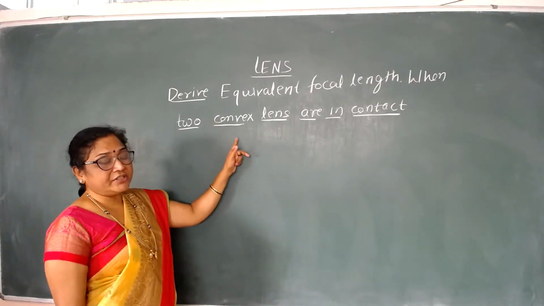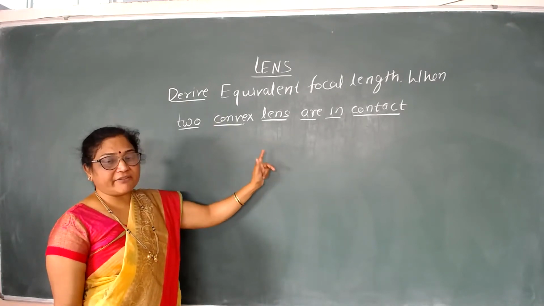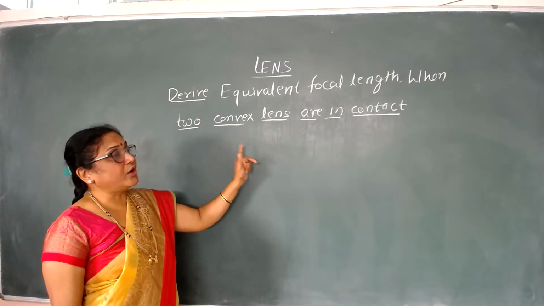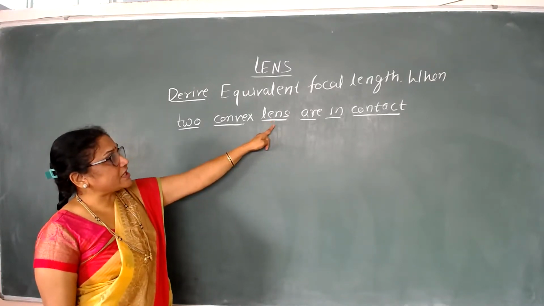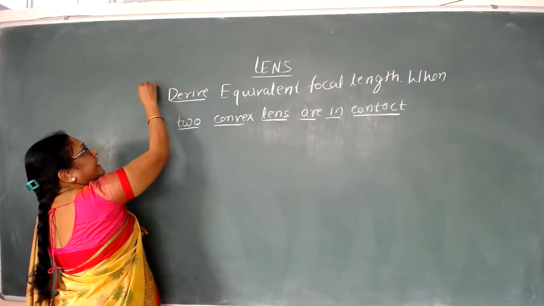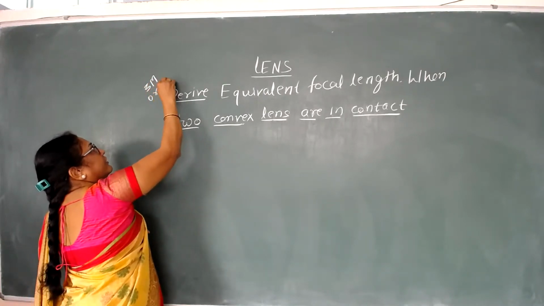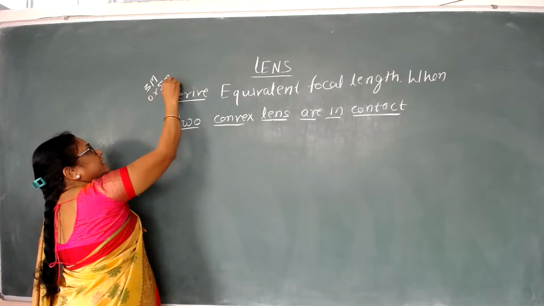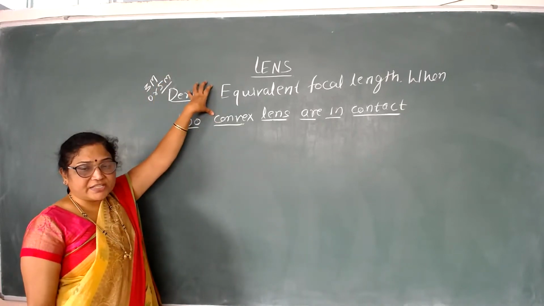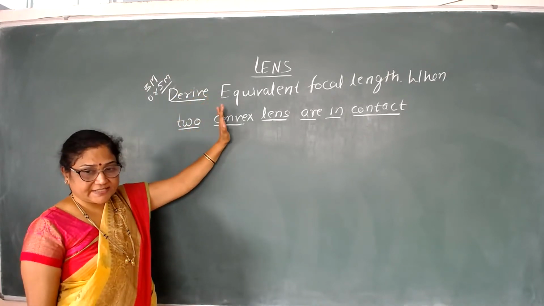But in this derivation, if a number of convex lenses are combined with each other, what is the equivalent focal length? To derive this expression, we consider two convex lenses. This derivation is also applicable for three lenses or five lenses. This formula is used for numericals. Now let us see how to derive this expression. Here, consider the two convex lenses.